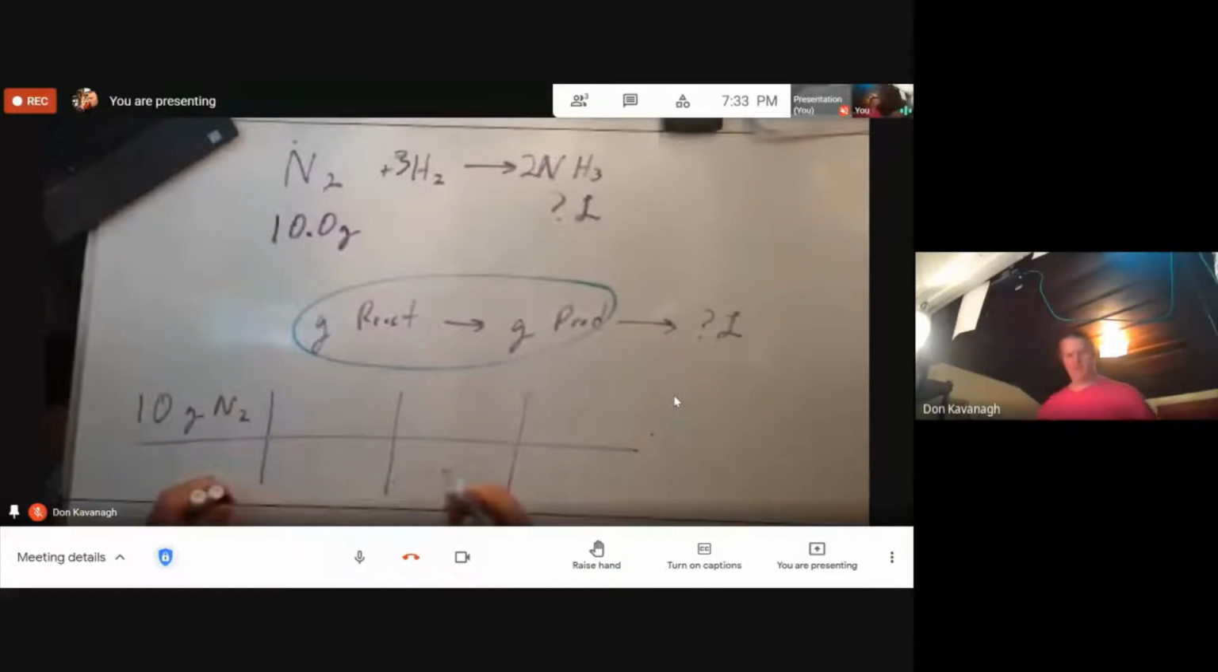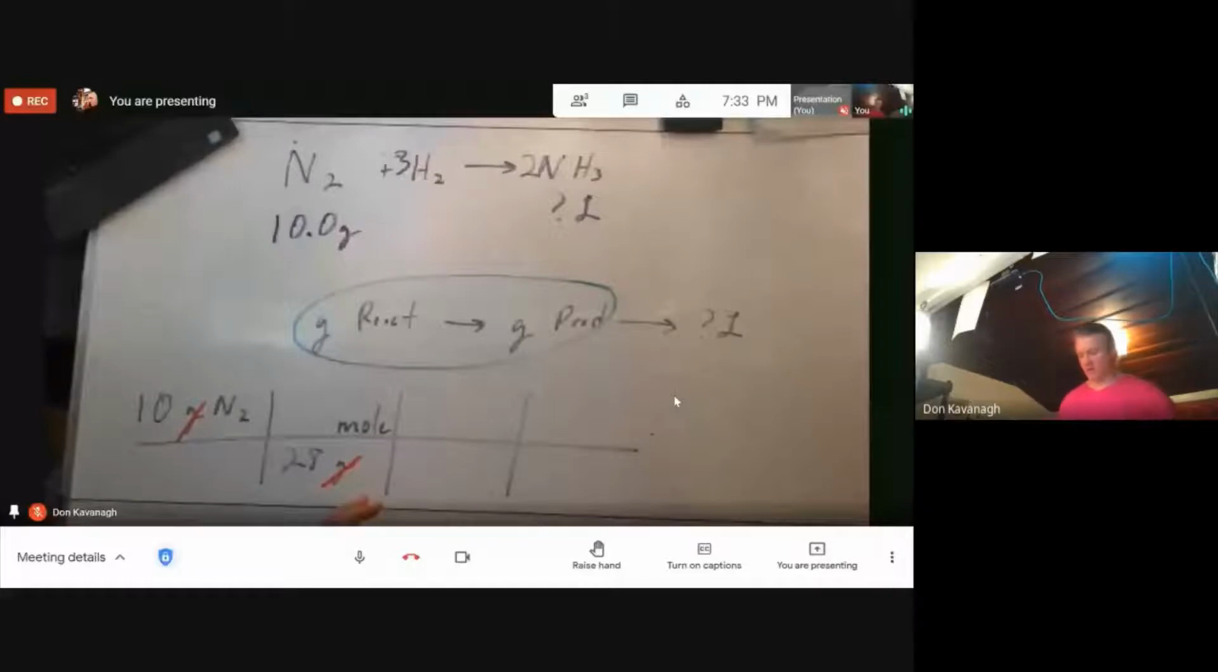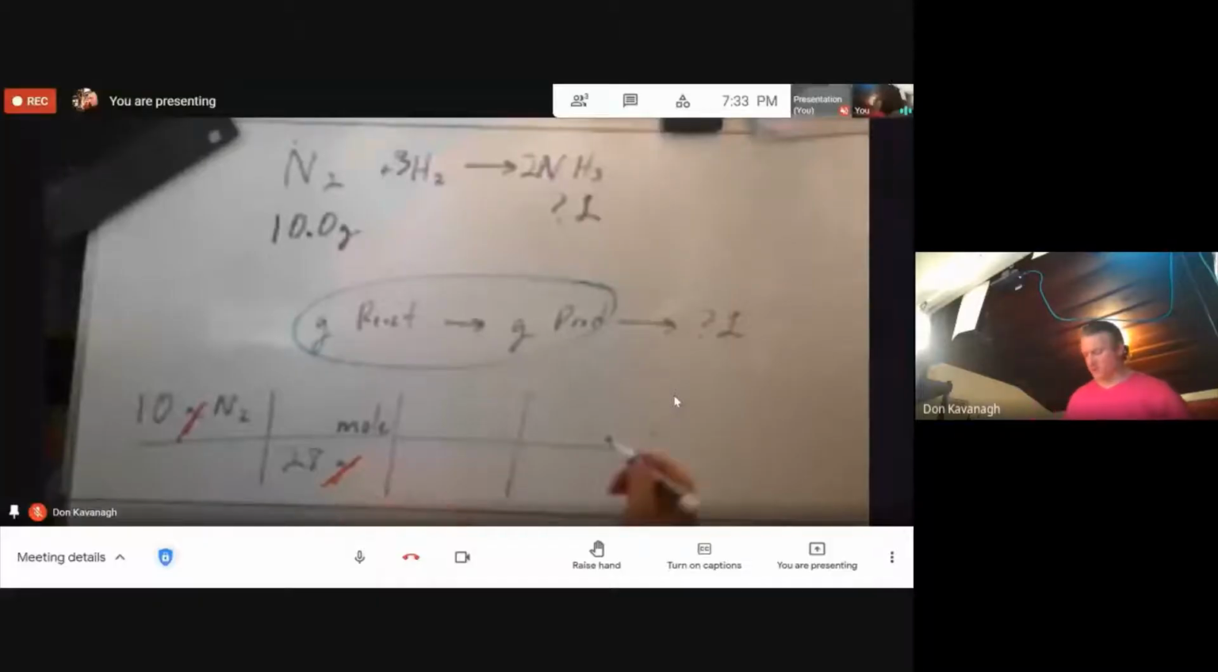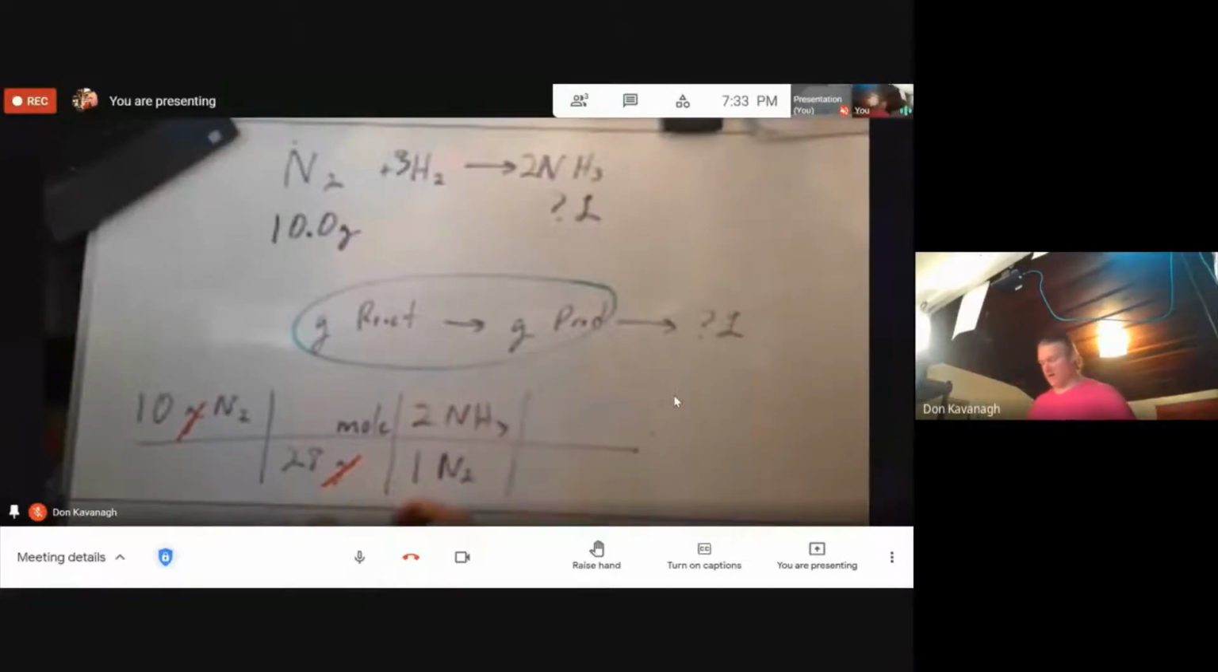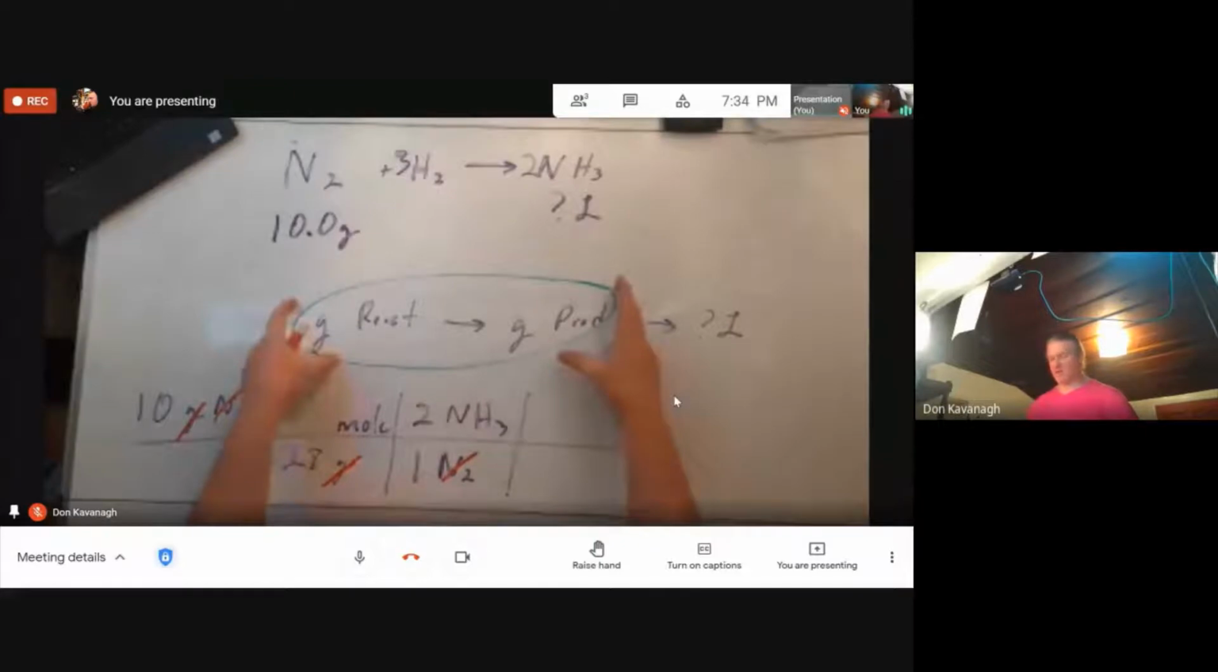So now I have the moles of N2, and I want to compare it to the moles of NH3 that could be produced. So I'm going to take these ratios from the balanced chemical reaction, 1 N2 and 2 NH3, and moles of N2 cancels out. This will tell me the moles of NH3. I could go on to gas law stuff right here, but keeping with our habit of solving for grams to grams, which is a stoichiometric foundation, we're going to solve for grams of NH3 that could be produced.